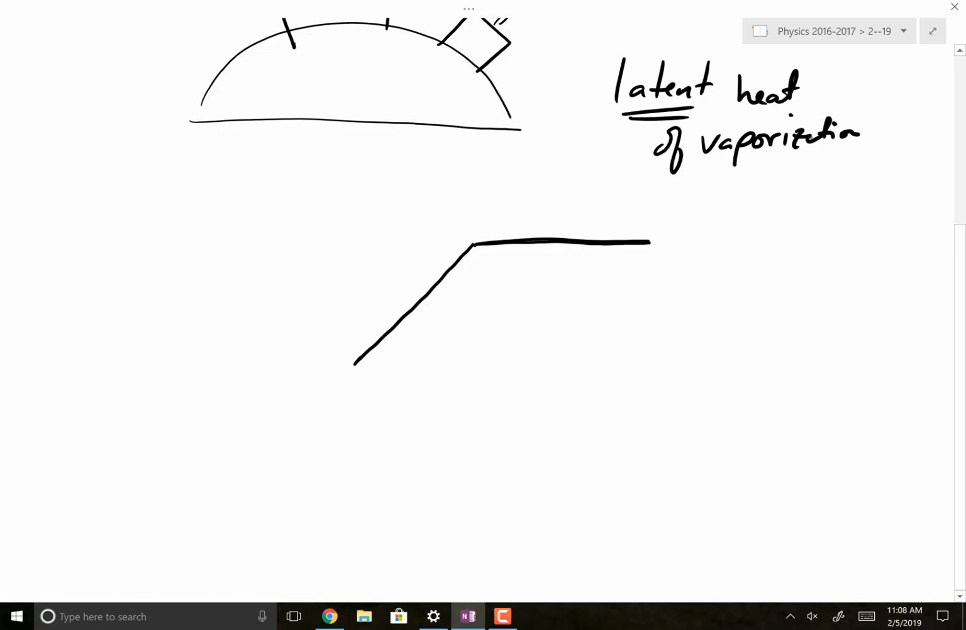Back in the day, the dudes were like, dude, I can check how much heat I'm putting in, and it goes up linearly like this, and then it just stops. What the heck? Well, I'd have to put more in. It's called this hidden heat of vaporization. Okay? Now, obviously this is liquid to gas.